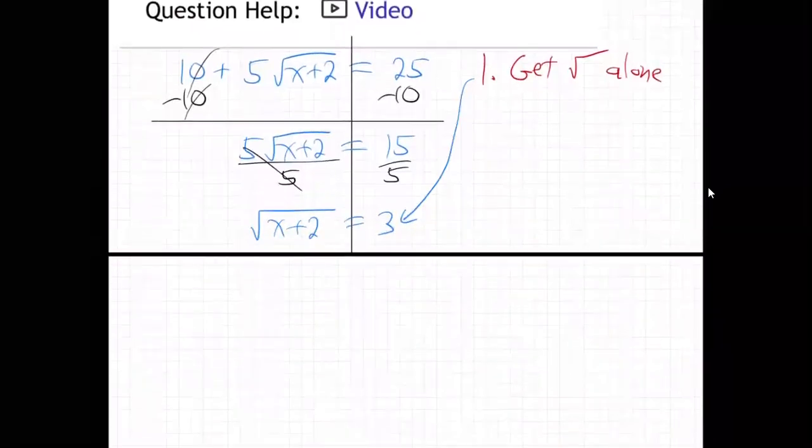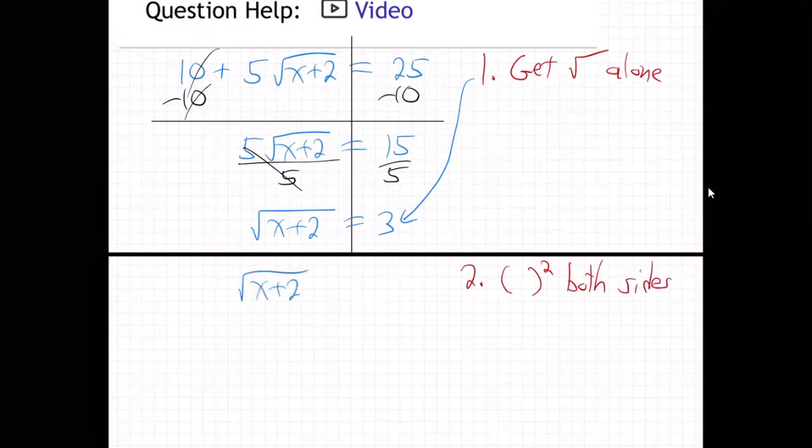And now, step number 2, we're going to go parenthesis 2 power both sides, because that is what gets rid of a root, right? Do you see the game plan where we always get the weird thing alone and then we get rid of it? Well, how do you get rid of a root? What's the opposite of a root? A 2 power. Whatever you do to one side, you have no choice but to do the same thing to the other side to keep the balance.